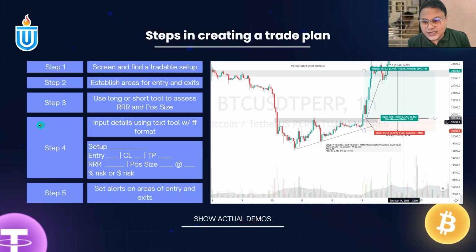Ang next step na lang natin is to input the details using the text tool. So, ang importansya nito is nakalagay siya on that specific trade plan. Nakalagay yung specifics. Alam mo yung reason of entry mo, alam mo yung reason of exits mo. So, ito yung format, no? Yung setup, yung entry, cut loss and TP, reward to risk, possession size, post size or possession size, and pwede ka rin maglagay ng other notes.